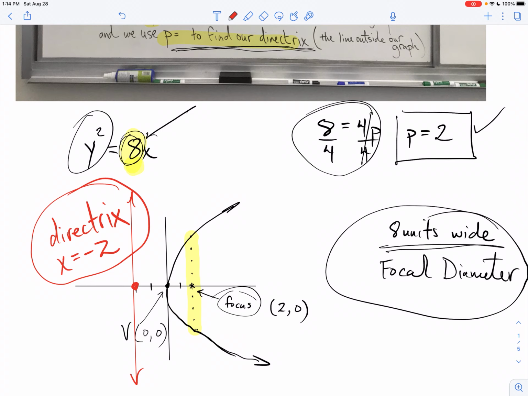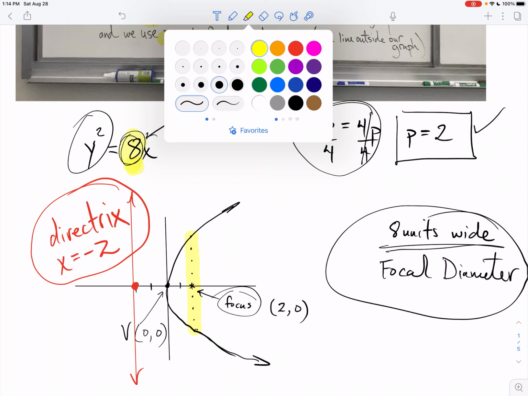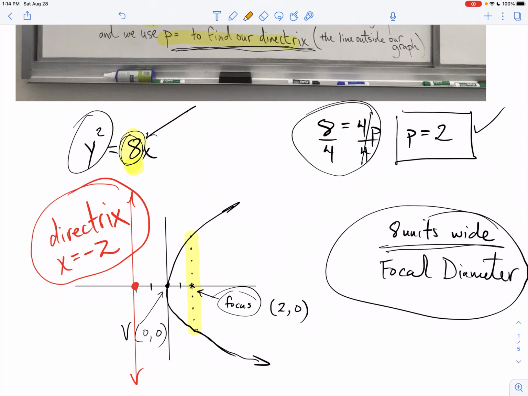So take a look. Let's breathe in some of this goodness we have in this lesson. I'm going to use an orange highlighter. I've got an important dot called the focus. Focus is a dot, so I just name it. I'm not really concerned with asking you guys what the vertex is because it's going to be at the origin for all of these. But then I have something called a focal diameter. That's how wide my graph is, 8 units wide. And then I have this line outside called the directrix.